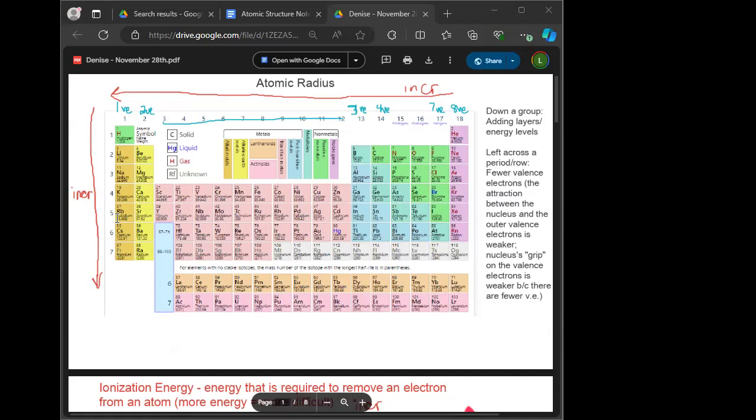Okay, so let's talk about why it increases going down. Why does the size of the atom increase going down? The reason why the radius increases as we go down is basically each row on the periodic table is actually the number of energy levels.